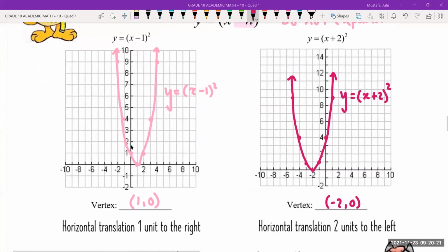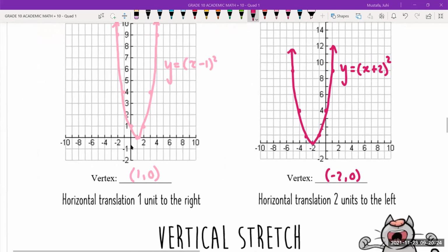Remember, I told you guys yesterday, math language is really important. If I were to ask you to describe this, you're not going to use words like we're moving to the right, we're moving to the left. I want to hear the words horizontal translation, in this case, 1 unit to the right, and in this case, 2 units to the left. So highlight that, just make a note that those are the words I want you to use.